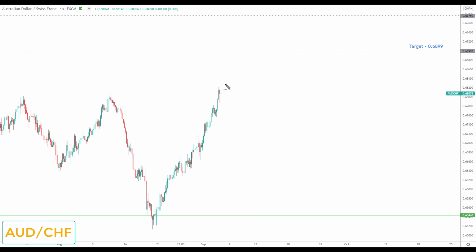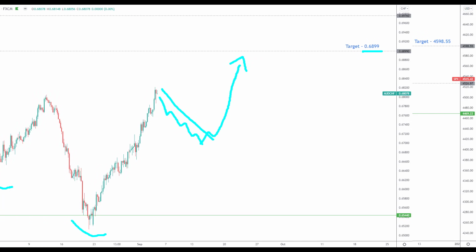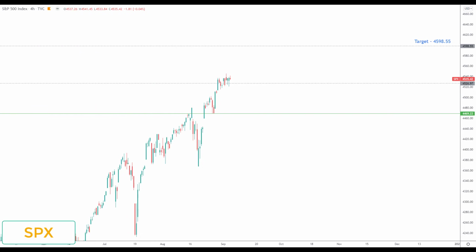But going into this week, we're also sitting at this potential inverse head and shoulder setup. I would like to see a pullback first, especially as we had none all the way up to making new highs over here. So any pullback in this market is going to be viewed as an opportunity to look for bullish reversals up to the next key area of resistance, the upside, the target set, the 0.6899. Next is SPX. Now, last week we came up and took out the target of the 4526.97 that we had set in the SPX.